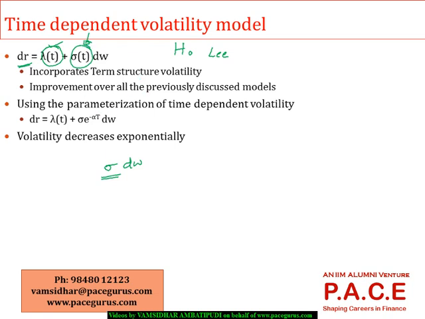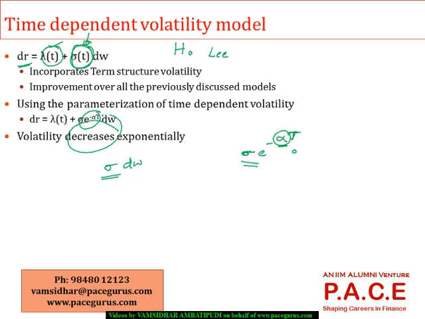Generally, for this sigma t we can have various mechanisms, but for the time decaying version, people take sigma t as sigma times e to the power minus alpha t. Alpha is a parameter which talks about the decaying factor. Sigma is the initial volatility, the current volatility when time is 0. If I put t equal to 0, I end up with sigma itself. As time progresses, the volatility will keep coming down, so we call it decreasing volatility.